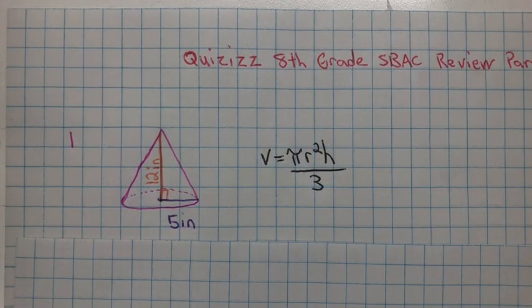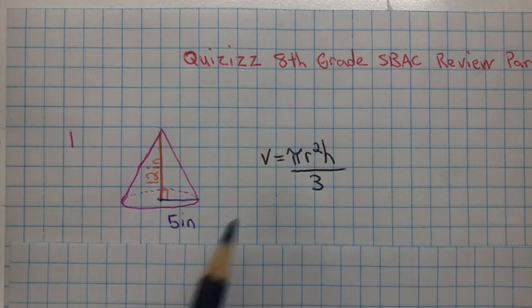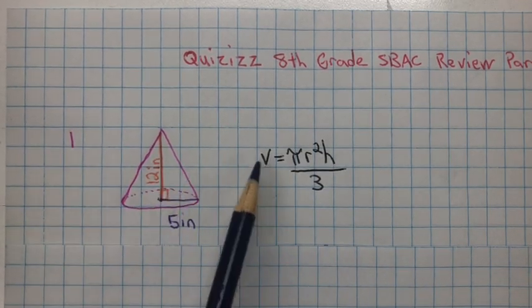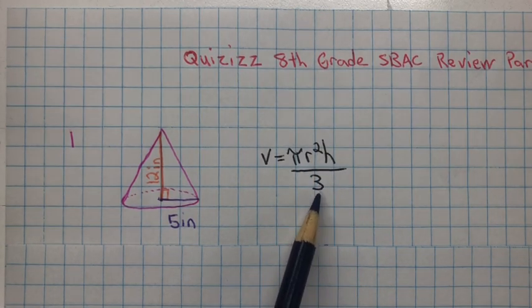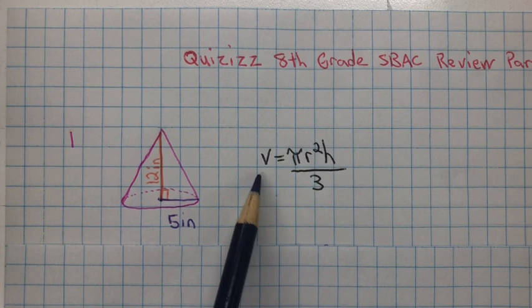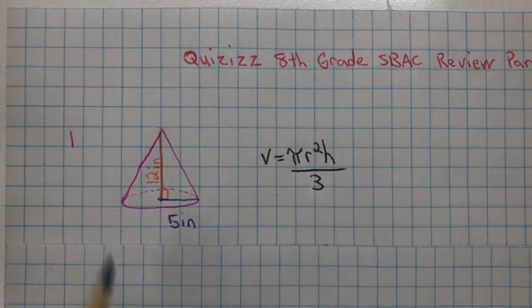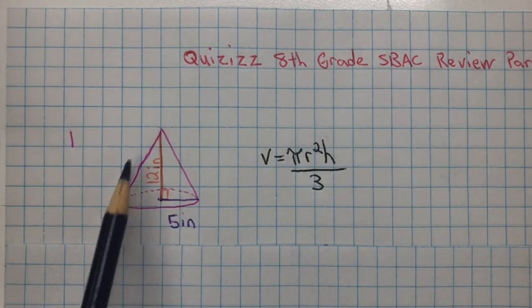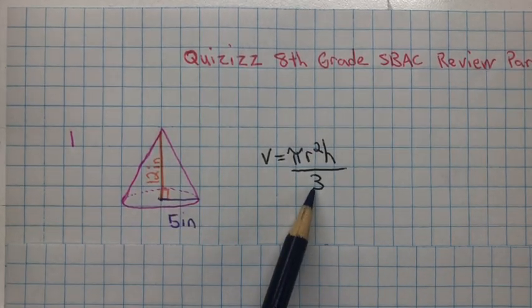For number 1, you need to find the volume of the cone and round to the nearest tenth. Use 3.14 for pi. So to find the volume of the cone, the formula is pi r squared multiplied by the height divided by 3. The way I remember this formula is veggie pies are too hot, so I cut it into thirds. And I think of a cone has 3 sides, so that's how I remember to divide it by 3.